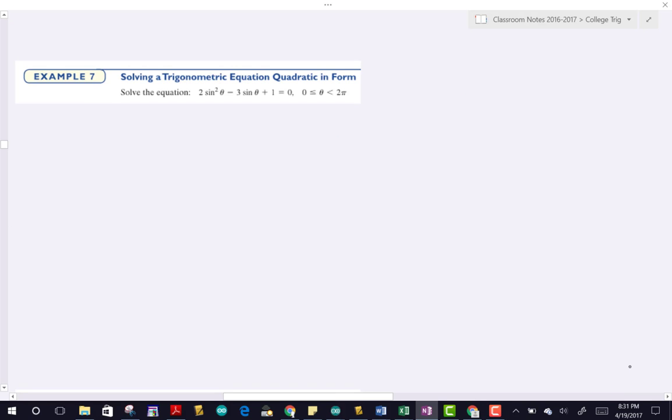Example 7 is one of my favorite kind of problems. This is something that is quadratic in form, and you can kind of see it. You've got a sine squared, you've got a sine, you've got a constant, and the whole thing is equal to 0. I think u substitution can be helpful. I am going to let u be equal to the sine of theta, and so I'm going to have 2 times u squared minus 3 times u plus 1 is equal to 0.